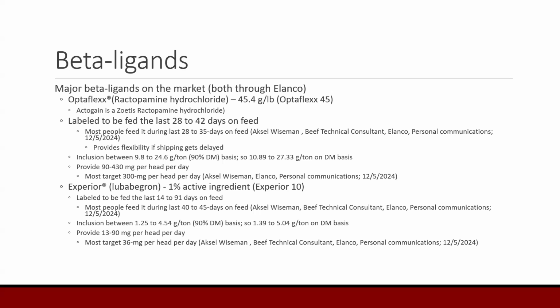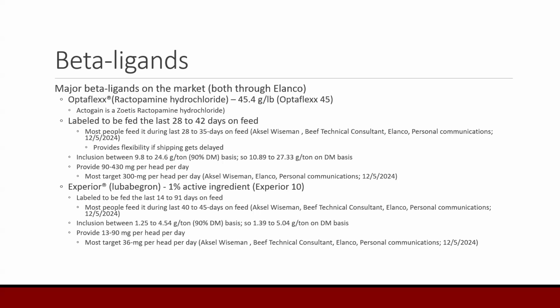It is labeled to be included in the type C feed at 9.8 to 24.6 grams per ton of 90% dry, so air dry. So that is equal to 10.9 to 27.33 grams per ton on a dry matter basis. Okay. It is labeled to be fed to animals at 90 to 430 milligrams per head per day. Most try to target that 300 milligrams per head per day.